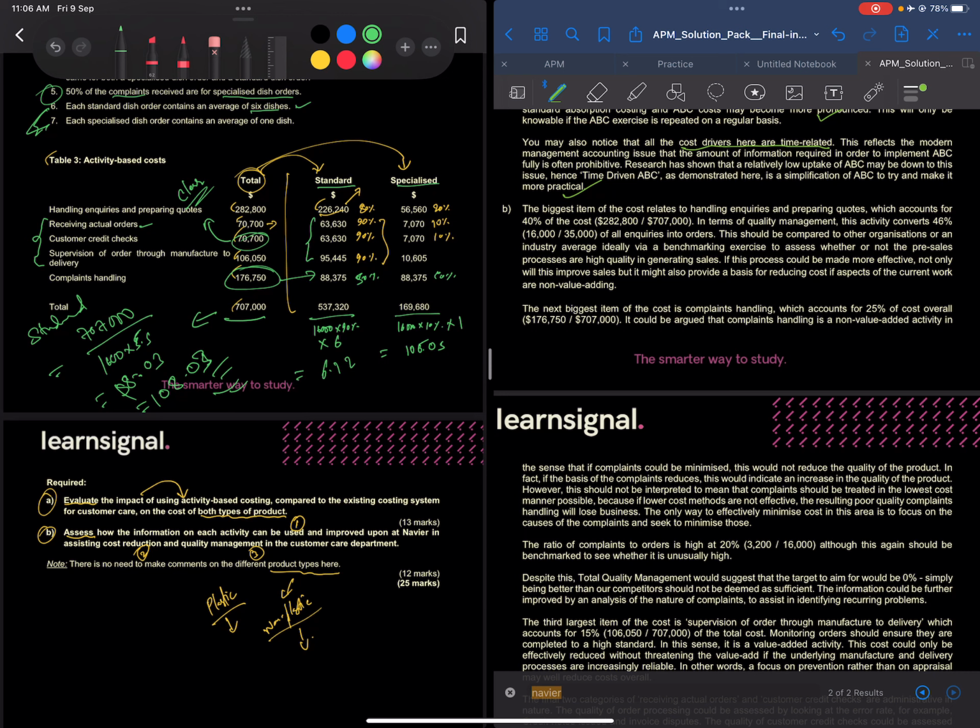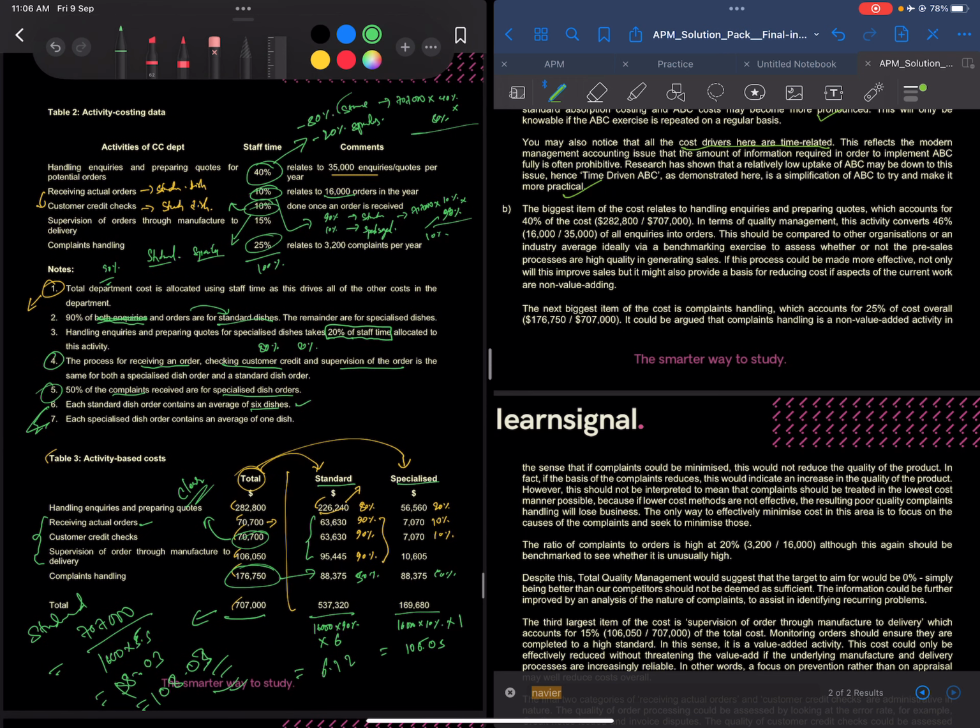In terms of quality, this activity converts 46% out of 35,000 inquiries. So 16 divided by 35 is 46%. That's why they have given you all this data.